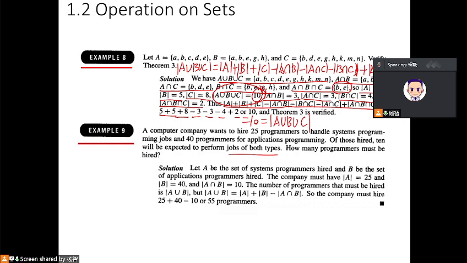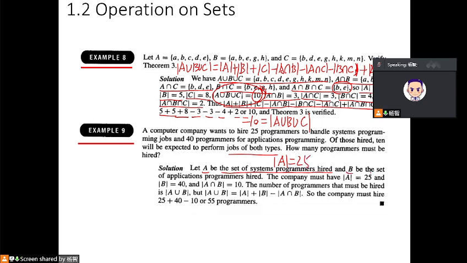Okay, but we can let A be the set of system programmers. How many programmers are in set A? Who can tell me? 25. So the cardinality of set A is 25.